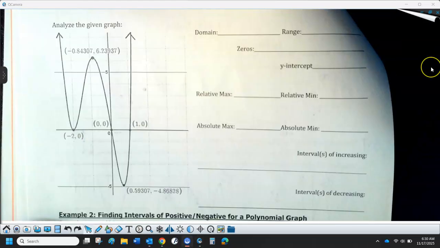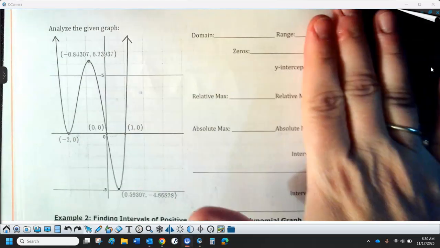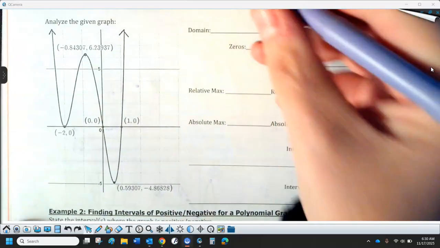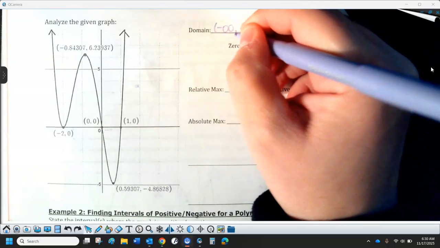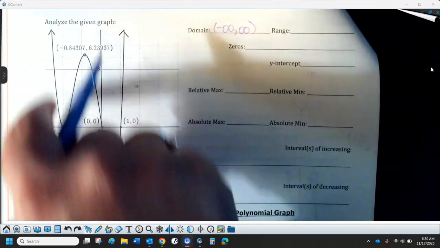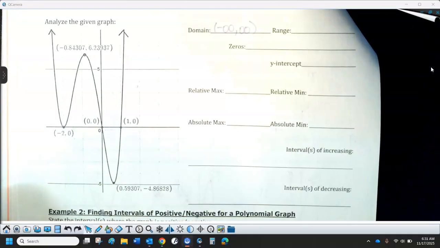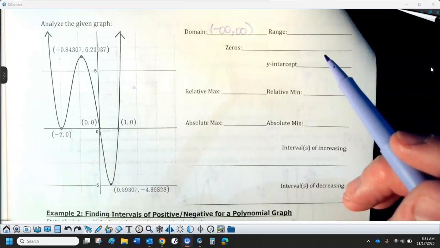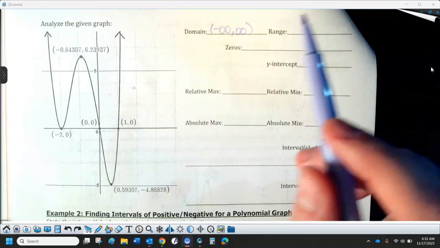Okay, now on the back here I just have different graphs. So domain for any polynomial is left and right forever, should cover the whole x-axis. I know it looks like it goes up really fast, and it does, but it does go left and right forever.